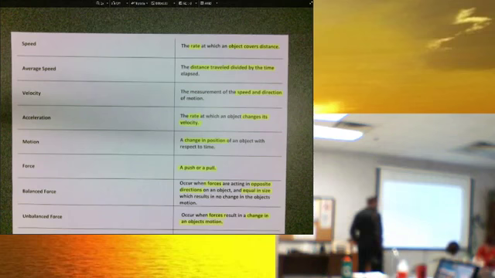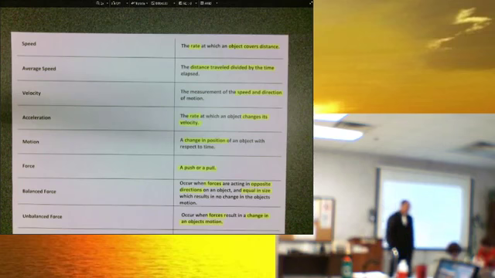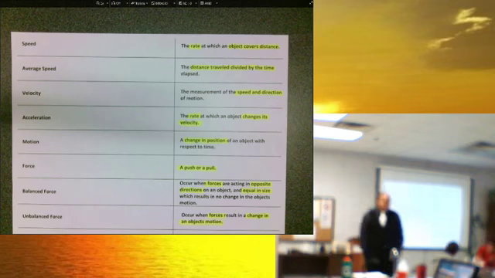Okay, velocity, it's speed and direction. Speed and direction. All velocity has a direction with it.